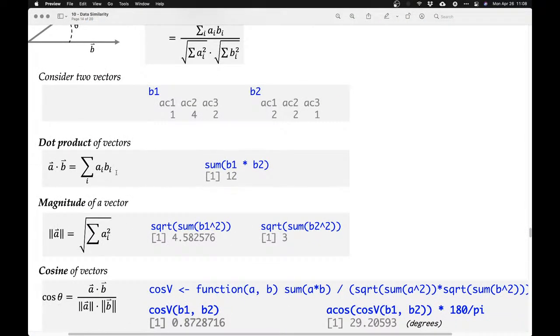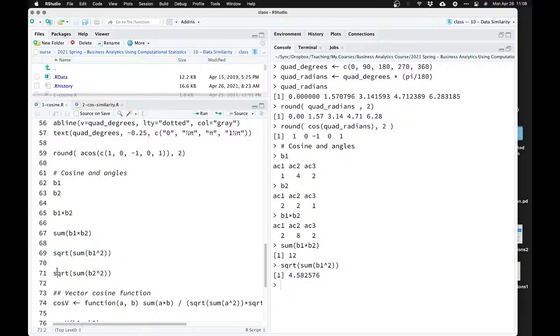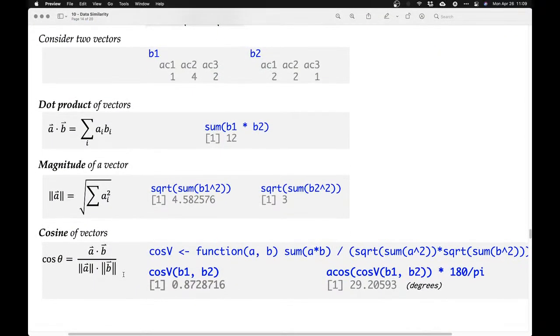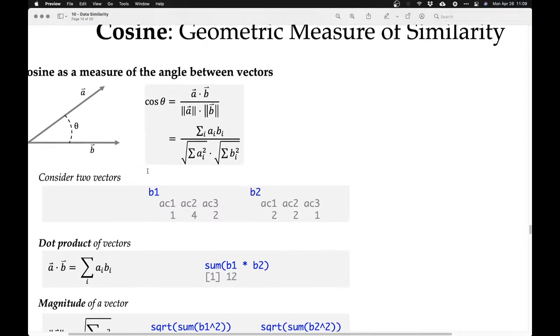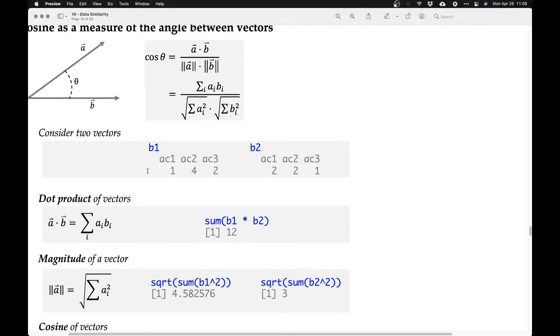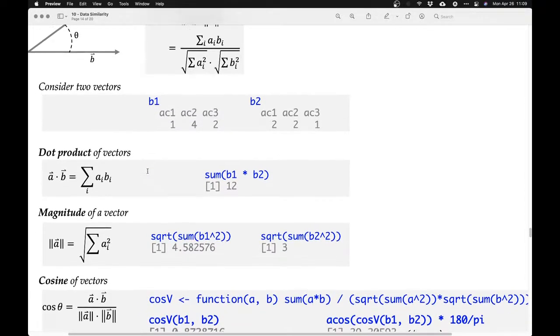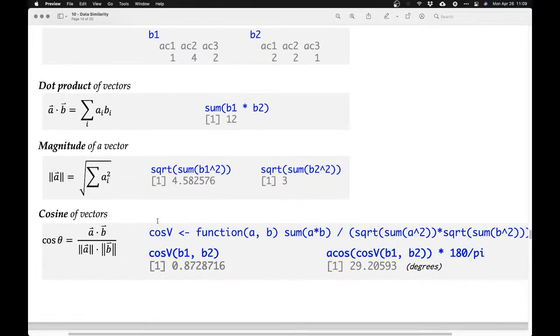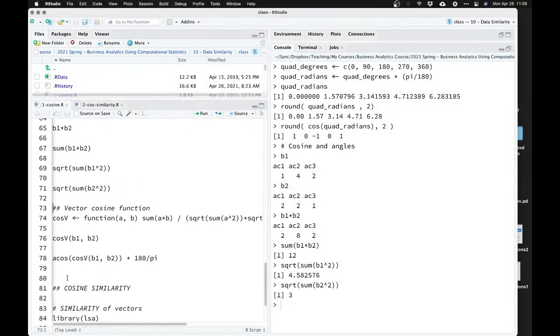What about b2? Yeah, we can do the same thing. Vector b2. There we are. So it's got a length of 3. Great. So now we have all the building blocks of cosine. We've got the dot product in the numerator, we've got the magnitudes in the denominator, and we multiply the magnitudes by one another.